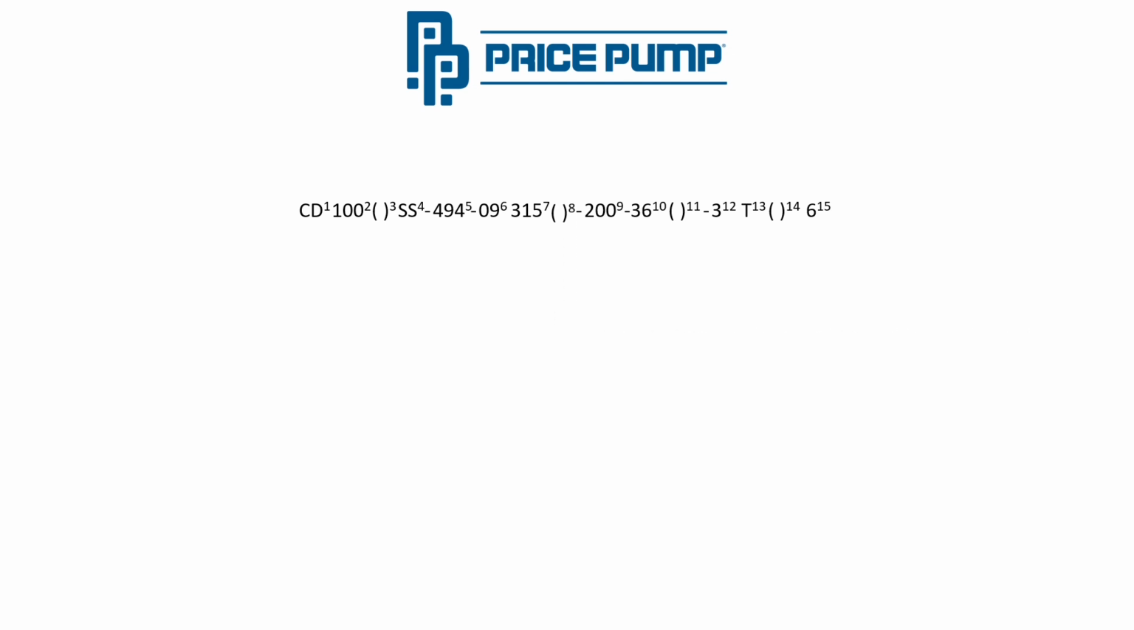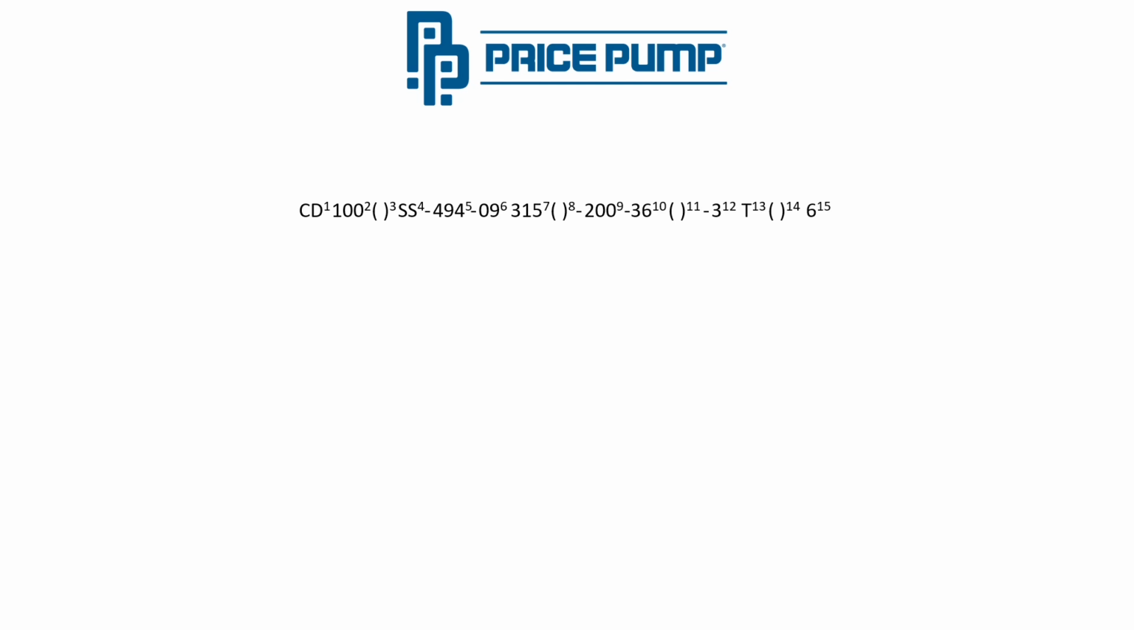The final section of the model number uses identifiers 9 through 15. This section is for the motor. If there is a power frame, FM would replace identifiers 9 through 15, and if the pump is sold without a motor, PEO would replace identifiers 9 through 15.